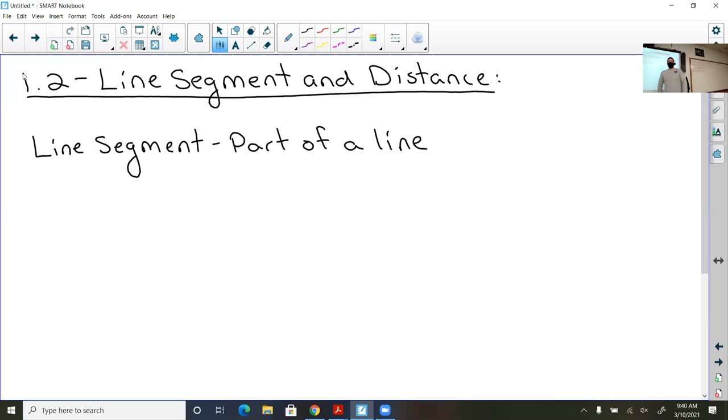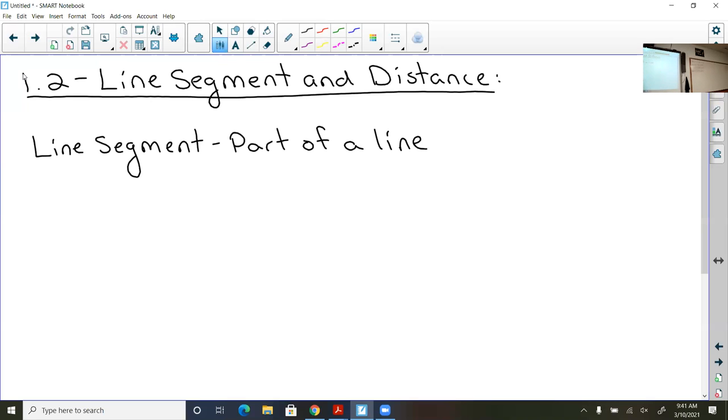So a line segment is just part of a line. So if we were to think of what a line is: it's straight, it goes on forever, it has arrows on either side, and it has no thickness to it. It just exists. Now, if I were to cut off the arrows on either side, I now have a part of a line. That is called a line segment.